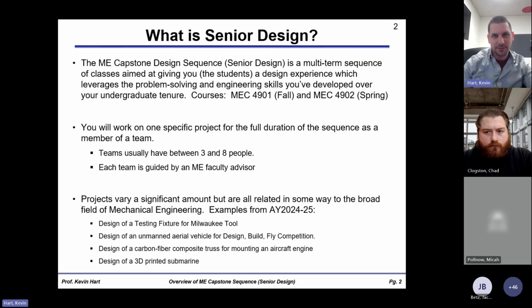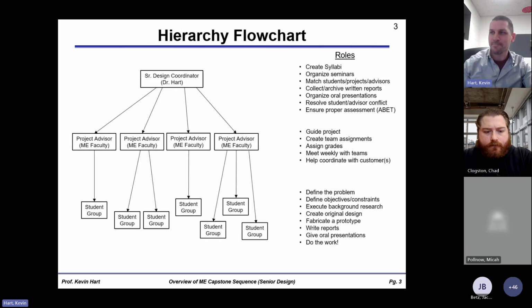Some example projects that we've had from this last year, which is the 24-25 academic year: fixture testing tooling for Milwaukee Tool, unmanned aerial vehicles for the design build fly competition, a carbon fiber truss for mounting an aircraft engine, 3D printed submarines. So there's a wide range of projects depending on what your interest is. If you're into thermodynamics, heat transfer, maybe you want one type of project. If you're into mechanisms and mechanics, maybe you want a different type of project. And when it comes to filling out your preferences, you can indicate which projects are more preferable to you as the time comes along.